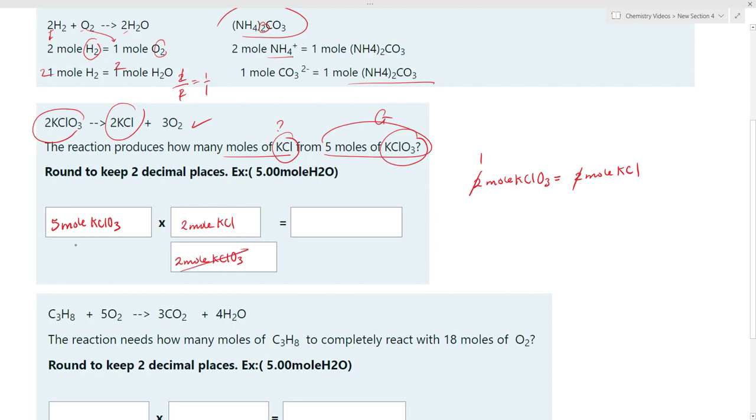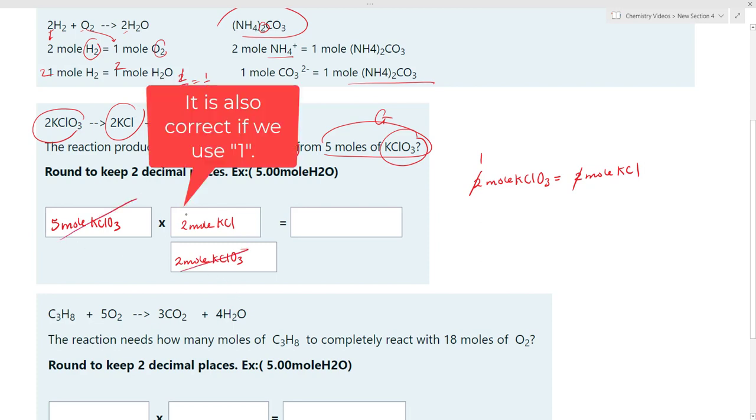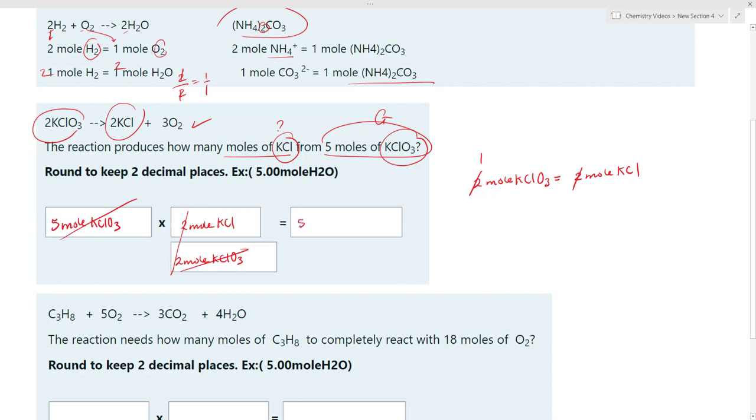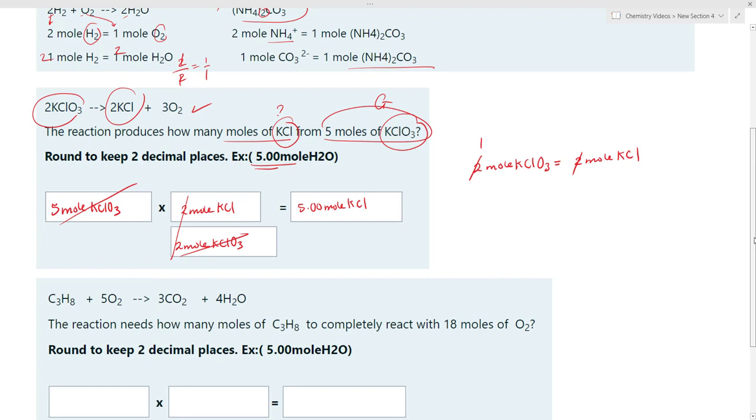See that? This cancels out. And what's 2 divided by 2? Of course, it's 1, but you can plug in a calculator. Now let's calculate this with a calculator. Again, multiply everything on top, divide everything on the bottom. So we have 5 times 2, and divided by 2. Answer right there. And we want to keep a decimal to 2 decimal places, so be careful. So in this case, 5.00 moles of KCl. There you go. So keep that in mind. We add it in there just so we make sure that you know how to follow directions. Keep that in mind.